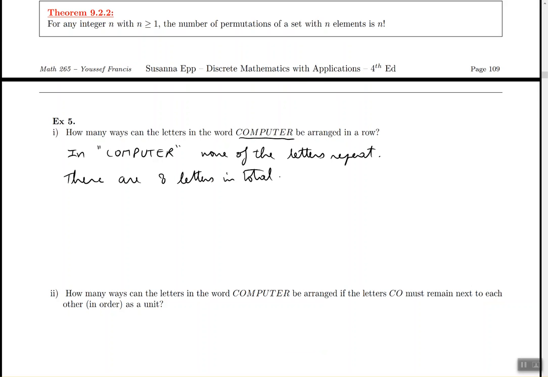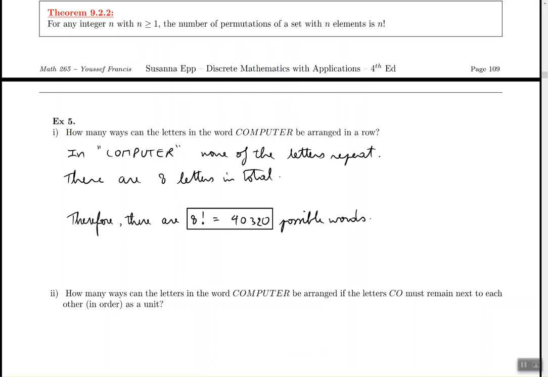So what am I being asked? I'm being asked to rearrange the letters. For example, I can choose C first, M, O, P, U, T, E, R. That could be a possible answer. Or I could say C, O, M, P, T, E, and then R, U. That's another possible one, and so on and so forth. How many different words like that can I make? They don't have to make sense. I'm asking how many words can we possibly make. Since there are 8 letters, there are 8 factorial different ways. So the total is roughly 40,000 possible words.